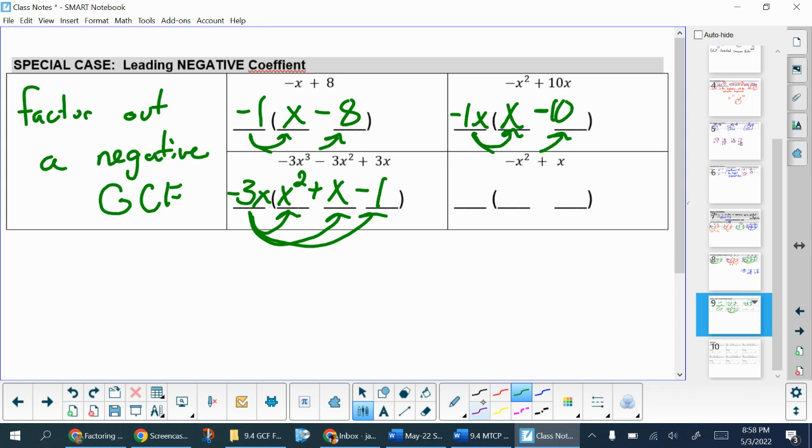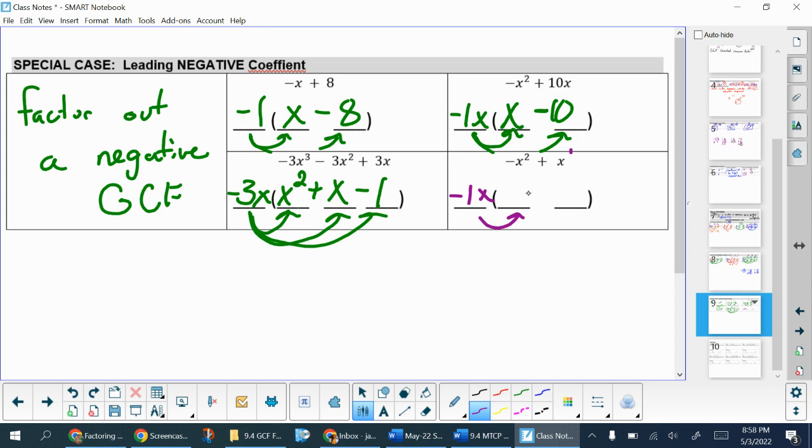And then the very last one here, same deal. Well, we've got negative 1 and positive 1, so I'm still going to factor out a negative 1 because I don't want that negative. I want that negative leading coefficient factored out. And then in my variables, I've got x squared and x to the first. Well, I'm going to factor out that x to the first power.